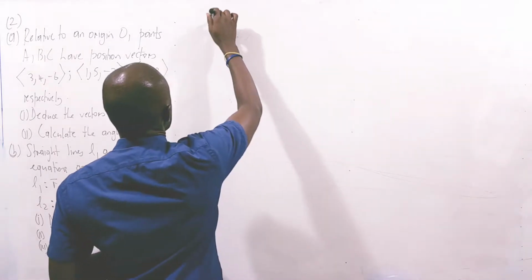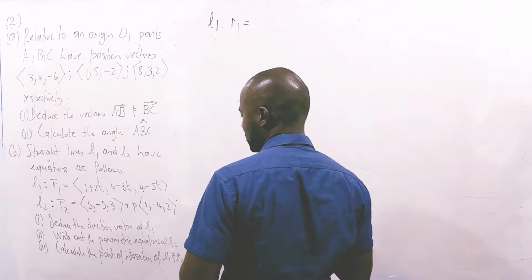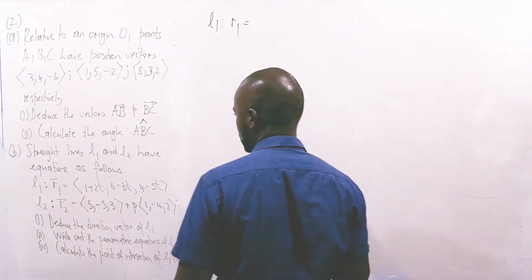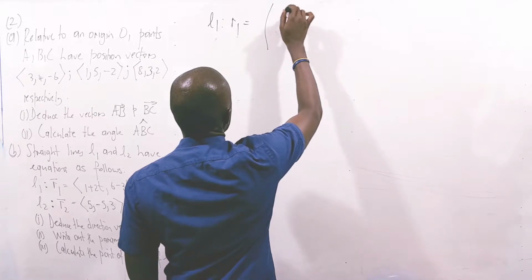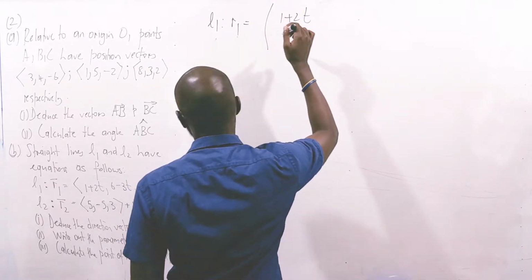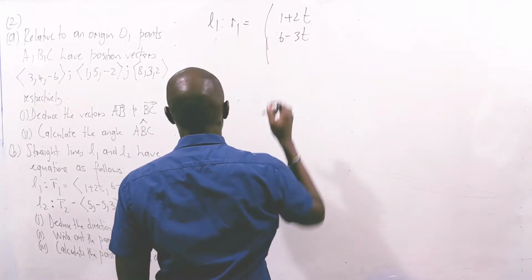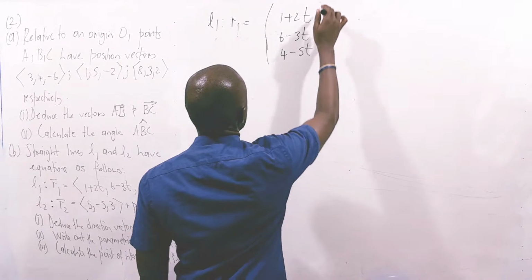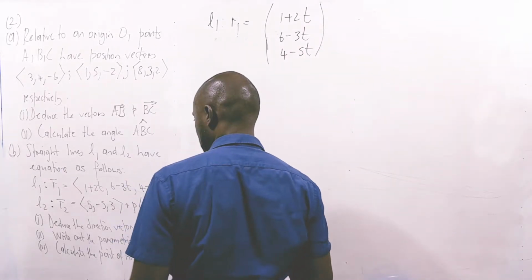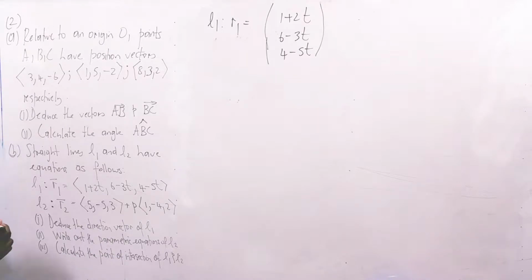So for L1, we have R1 is equal to, but of course we write it using column vector notation. So this is equal to the column vector form, 1 plus 2t, 6 minus 3t, and then 4 minus 5t. So the first part of the question basically wants us to deduce the direction vector of L1.